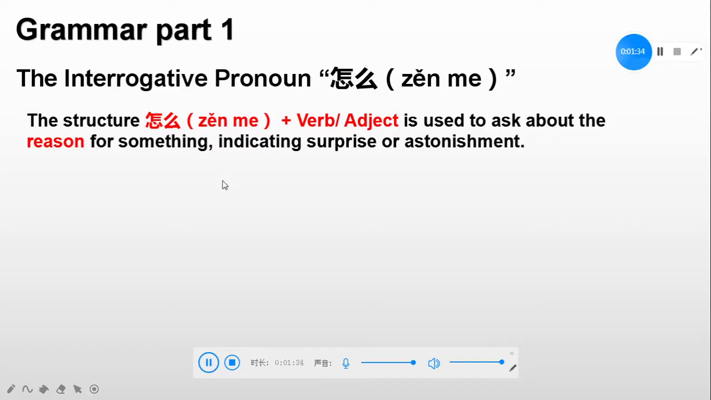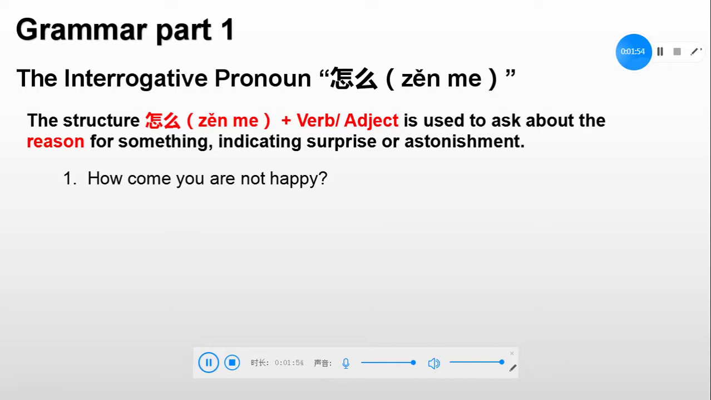Okay, now I'm going to show you some examples. Now take a look at the first one. How come you are not happy? This one is pretty easy for you. How come you are not happy? Okay, how come we can say 怎么 and you is 你, are here.